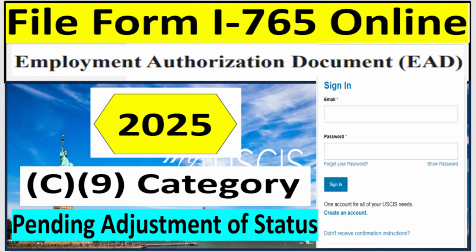In today's video, we are going to talk about how to file Form I-765, which is the application for employment authorization, online. Today's video is going to be adjustment of status, which is a C9 category.